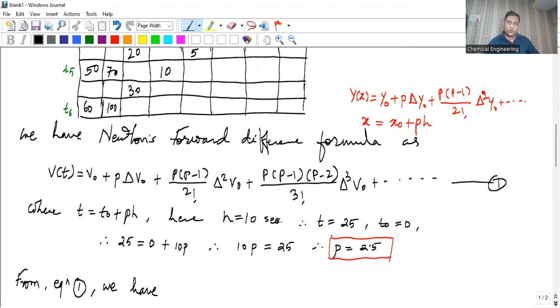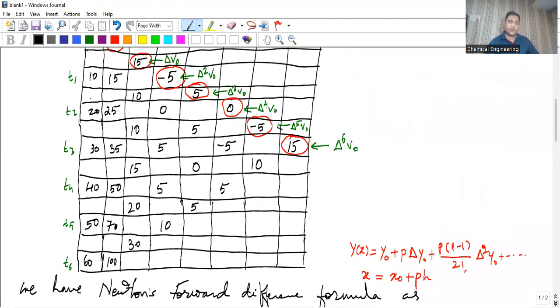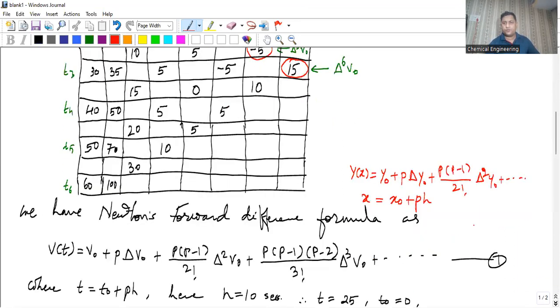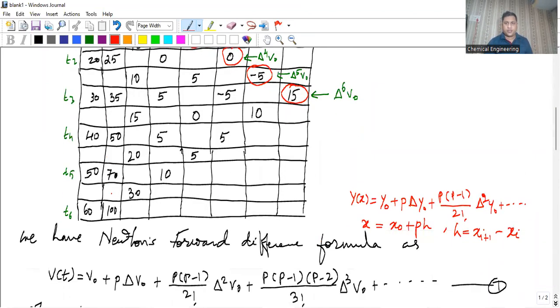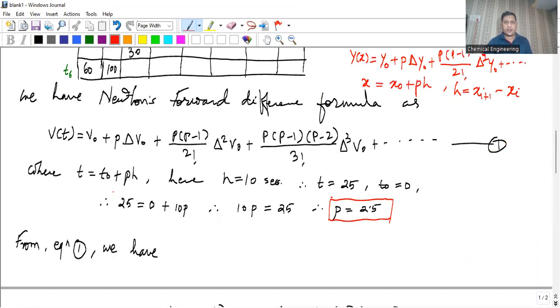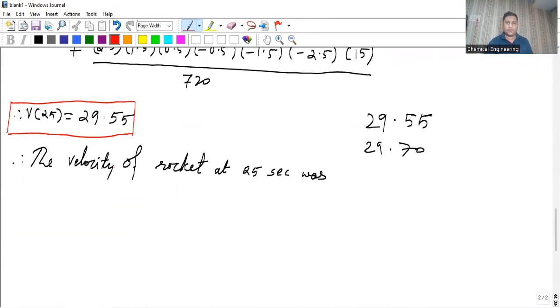And then h, what is h actually? h is the difference between the x values. We have the formula h is equal to x(i+1) minus x(i) when the data is equally spaced. Here this data is equally spaced. The velocity is recorded after every 10 seconds, that's why h is going to be 10. So using the value of h and t, we have calculated the value of p, and that comes to be 2.5. Got it? Yes, sir. Got it. Thank you, sir.